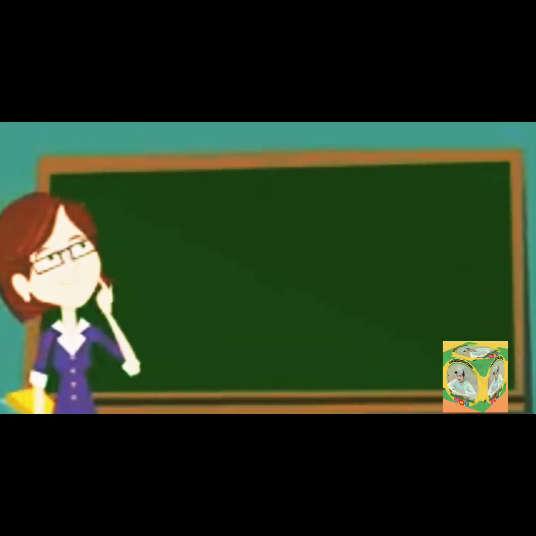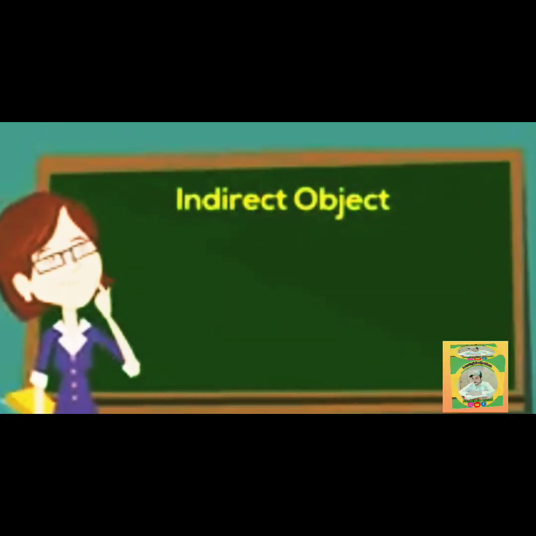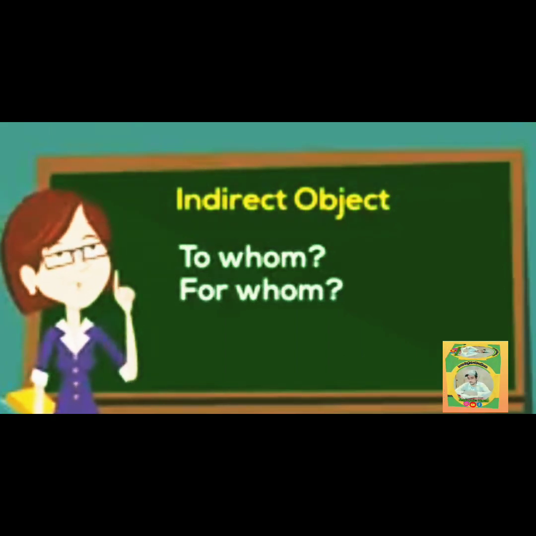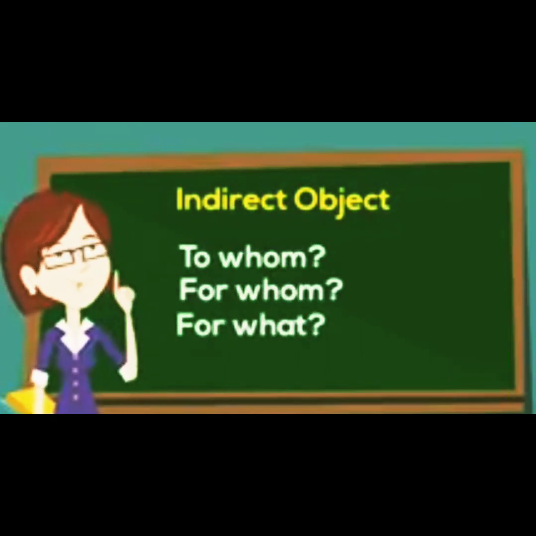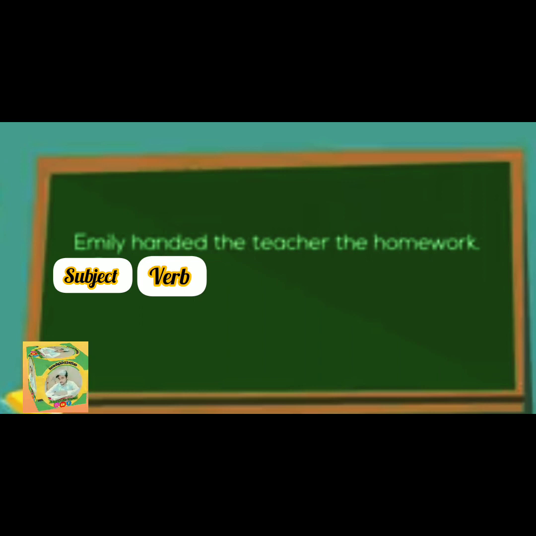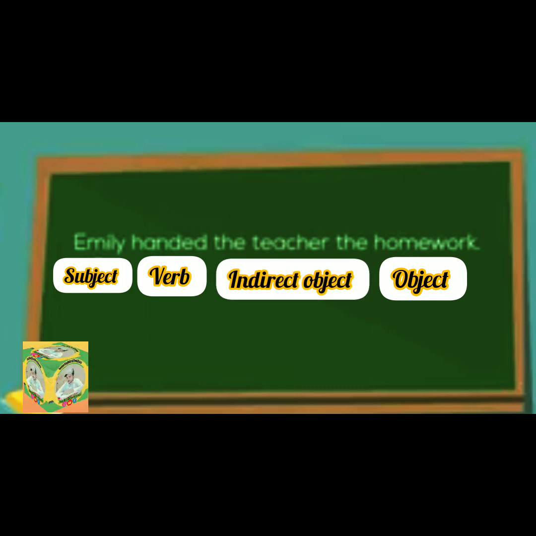The second type is indirect object. An indirect object answers the question to whom, for what. Emily handed the teacher the homework. Emily is the subject, handed is the verb. So we can ask the question, what did Emily hand? The answer is homework, so homework is the direct object. But if we ask to whom did she hand the homework, the answer is to the teacher, so teacher is the indirect object.